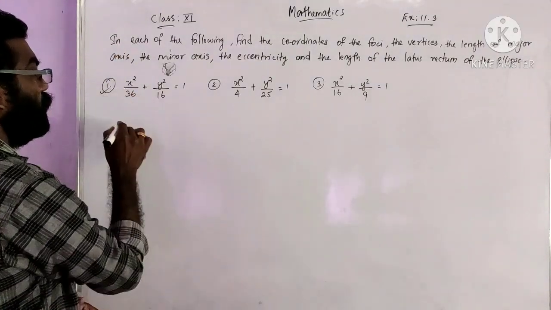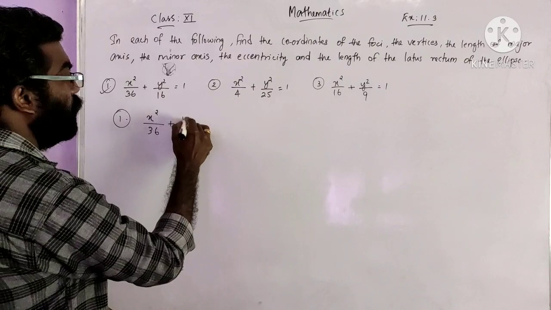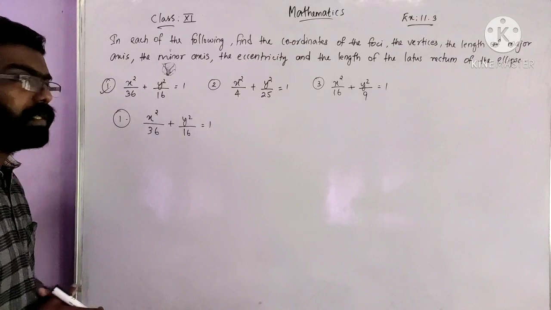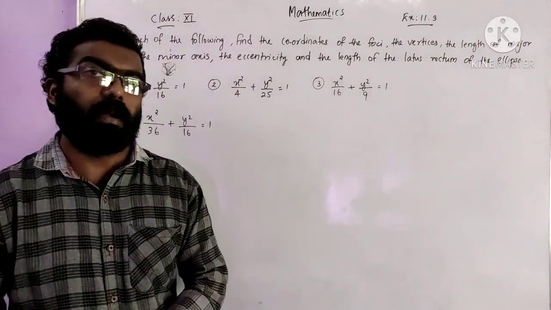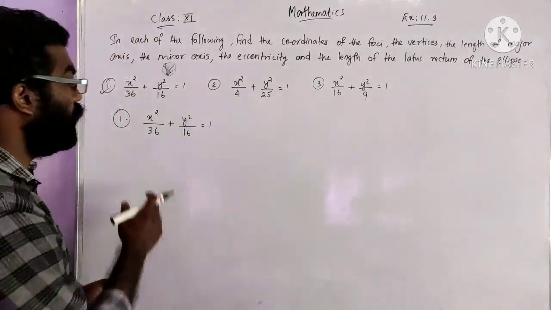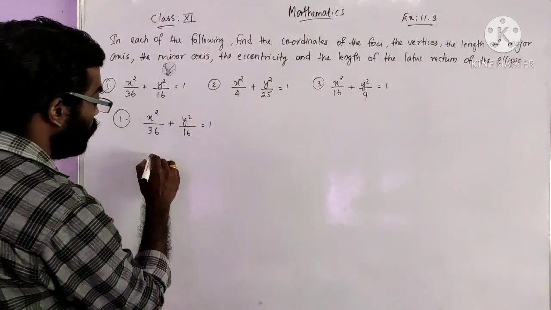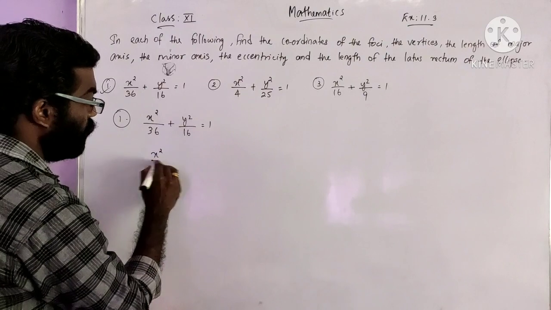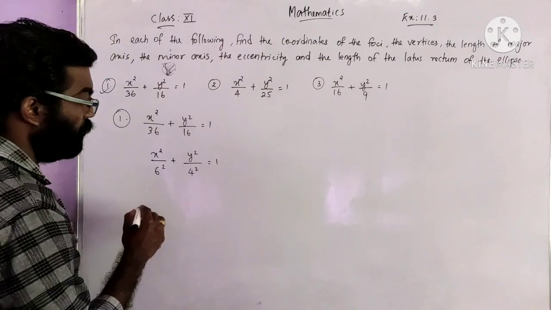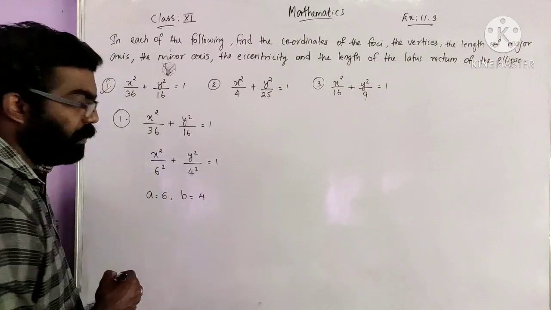So consider the first one, x²/36 + y²/16 = 1. This is of the first kind, x²/a² + y²/b² = 1. We know in the equation a is always greater than b. So here the value of a is greater than b, so it is of the first type. This can be written as x²/6² + y²/4² = 1. From this we can write a = 6 and b = 4.